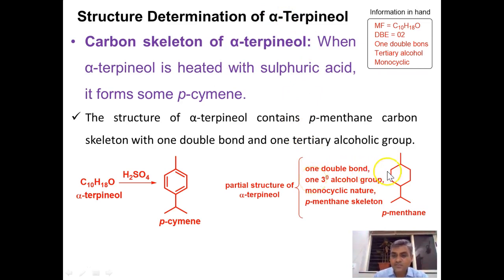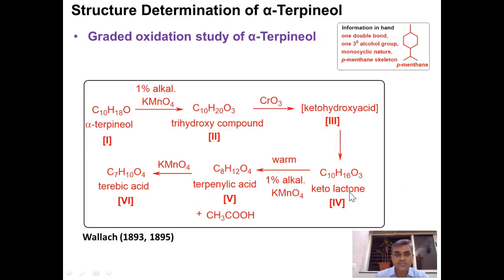The positions of the double bond as well as the tertiary OH group are assigned on the basis of an interesting oxidation experiment called graded oxidation, and it was done by Wallach in the years 1893-1895. So they treated alpha terpineol with a range of oxidizing agents under different conditions, and at every stage they isolated the product, and from characterization of the isolated products they reached the structure of alpha terpineol. Now let us see what this experiment is.